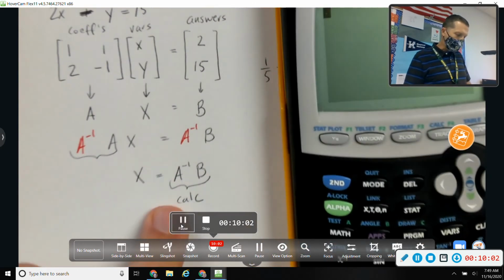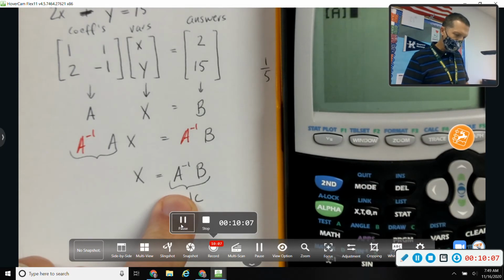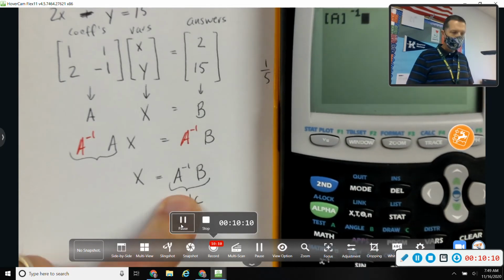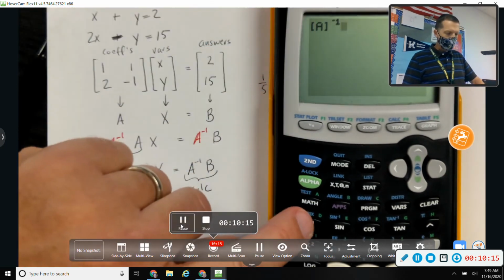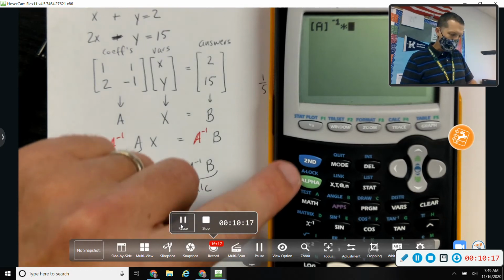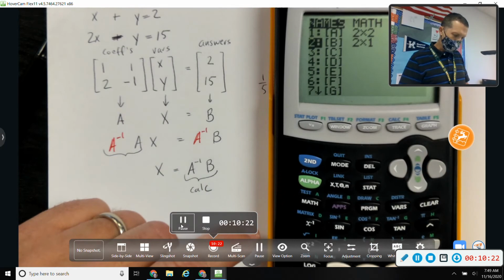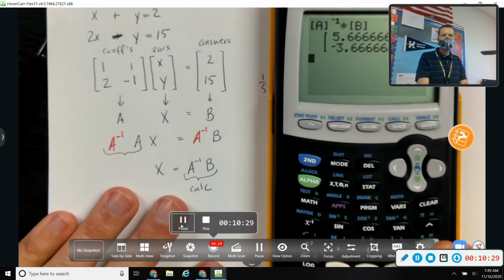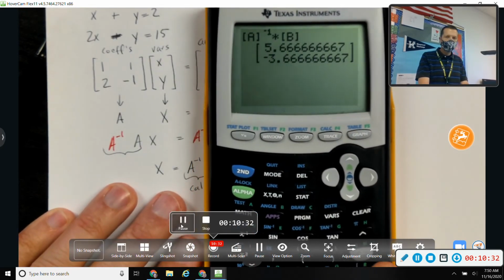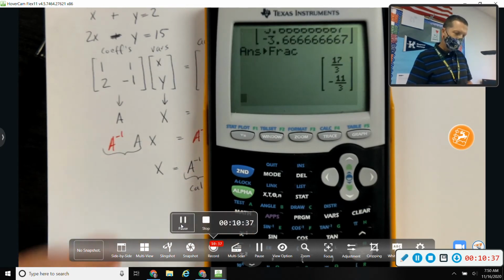And then I want to do A inverse times B. So matrix A, the inverse button. We did that a little bit on Friday. Go get matrix A, do the inverse, and then times matrix B. And that's supposed to tell me what X and Y is. You press enter. Oh, I don't like that, but I can change that. So math frac. And there's my X and my Y.